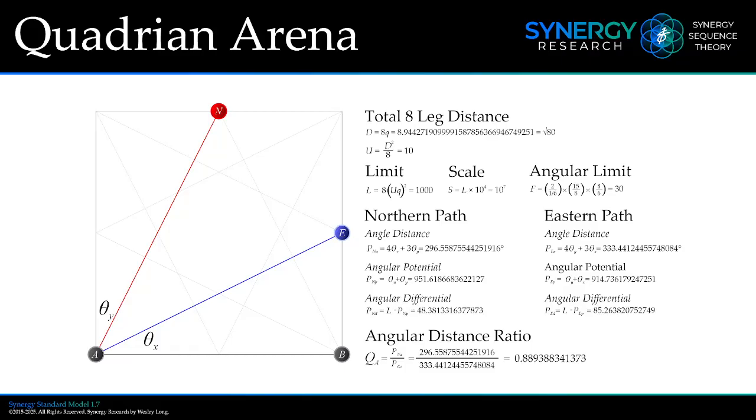Taken together, this slide transforms the Quadrian Arena into more than a coordinate system. It becomes a rotational engine, a symbolic framework for understanding how structure, turning, and symmetry produce time, distance, potential, and fundamental constants. This is how space learns to move.